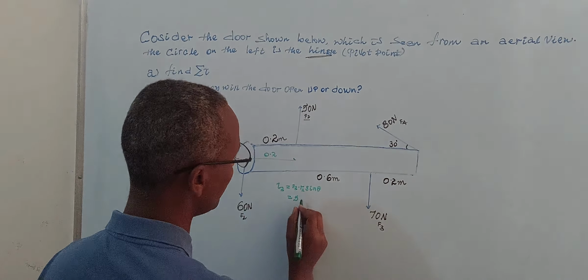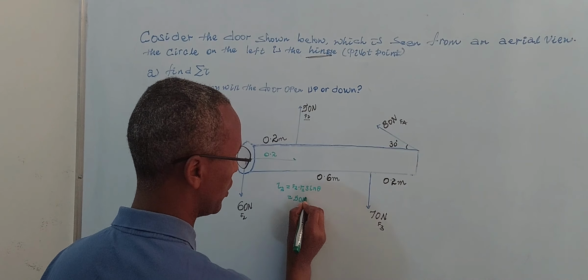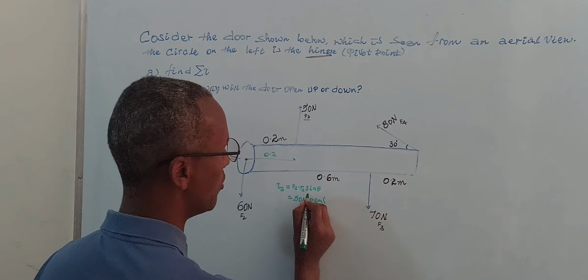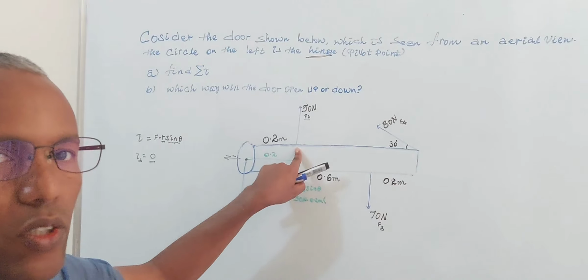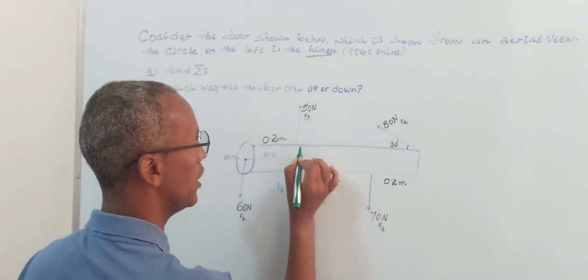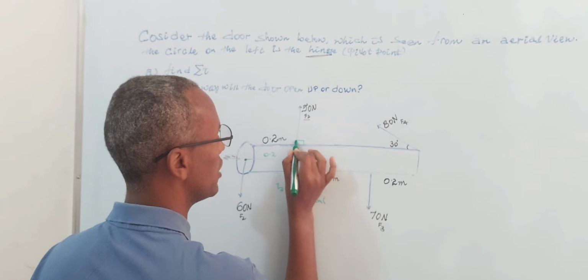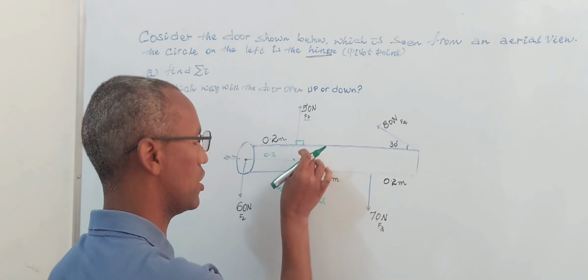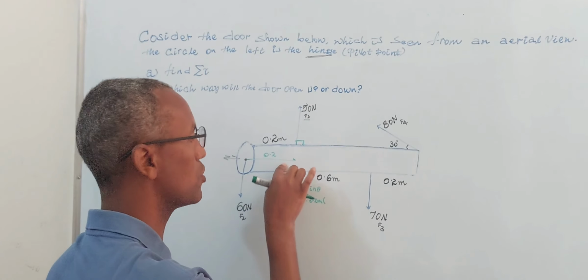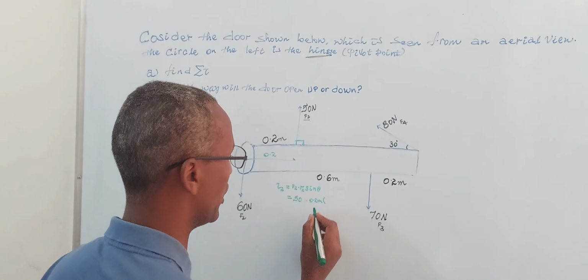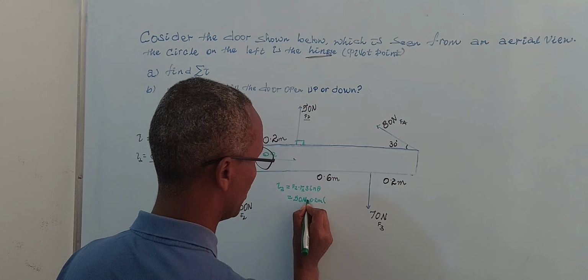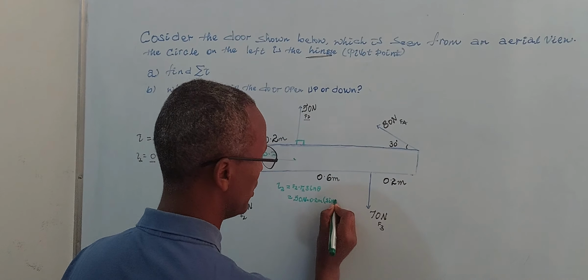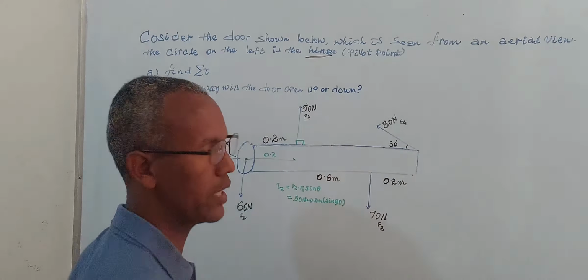Which gives us 15 Newtons multiplied by 0.2 meters times, as you can see, this force we applied is basically perpendicular to the door, to the position or displacement. So it is equal to the sine of 90 degrees, because like I said, this is a right angle.